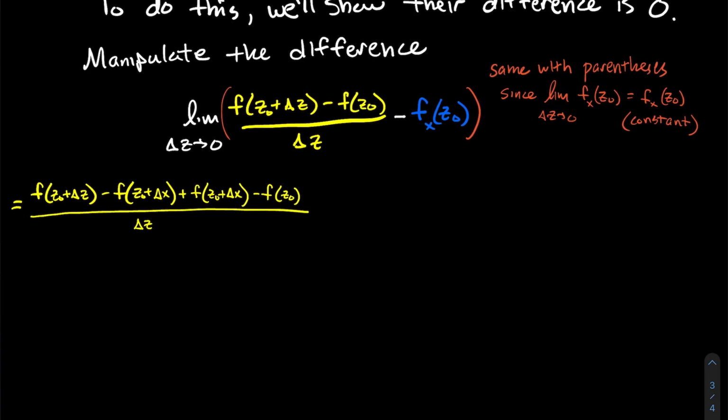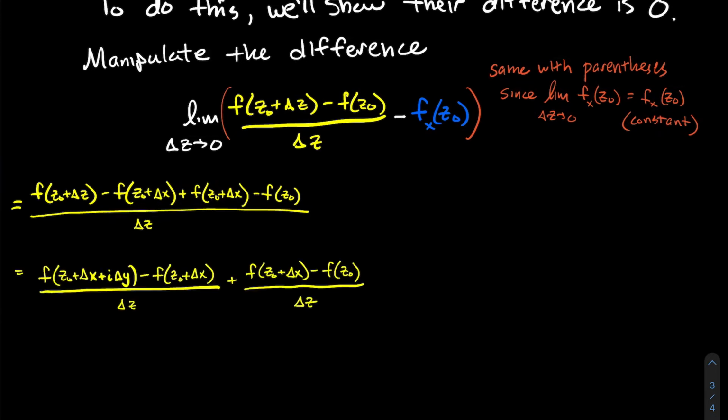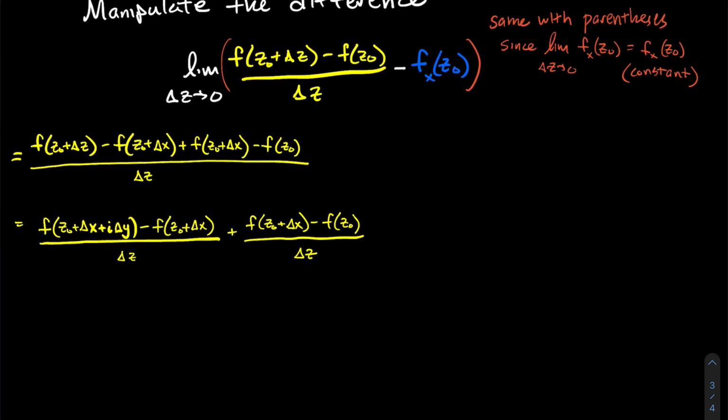And so if we're going to do one of the famous math tricks, we're going to add 0 in a very sneaky way. So I'm going to add and subtract f of z0 plus delta x. And then, instead of delta z notation here, let's pull that apart in terms of delta x's and delta y's. Remember, that's the same thing. And then I've split this into two pieces. So I've just split up this common denominator into these two.